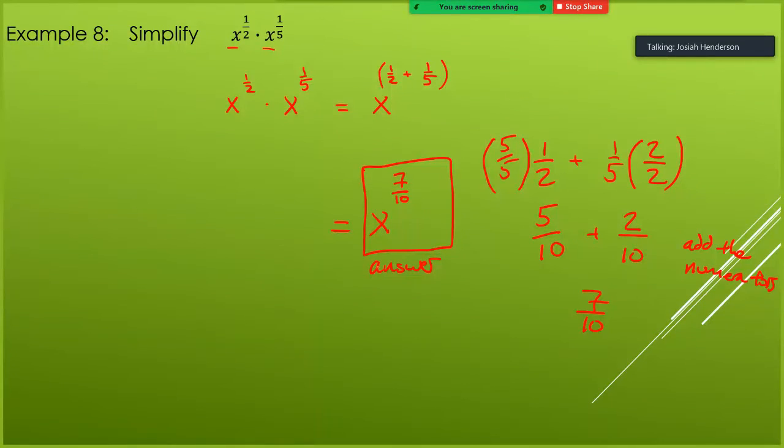Or we might see it written in radical form. So remember, to convert this to radical form, the number on top, the 7, is still a power for the base. The number on the bottom, the 10, is the root. So whatever the number on the bottom is, that's the root. That's the number that goes with the box on the outside. 10th root of x to the 7. So these are both valid ways to write our answer for this.